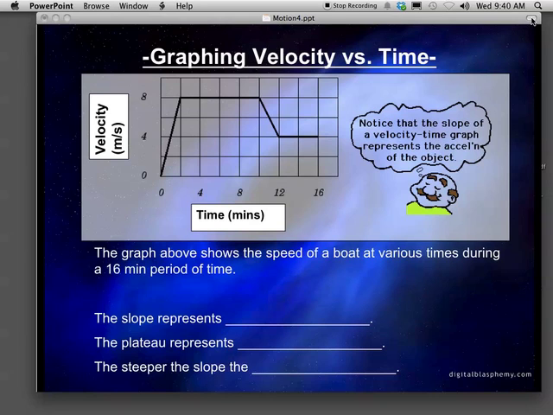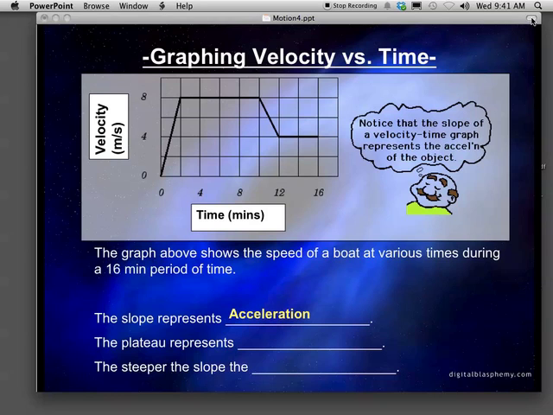All right, so on these types of graphs, what does the slope represent? Acceleration. If you think about it, if this line is going up, what is happening to its velocity? It's increasing. That's what acceleration is, a change in velocity.